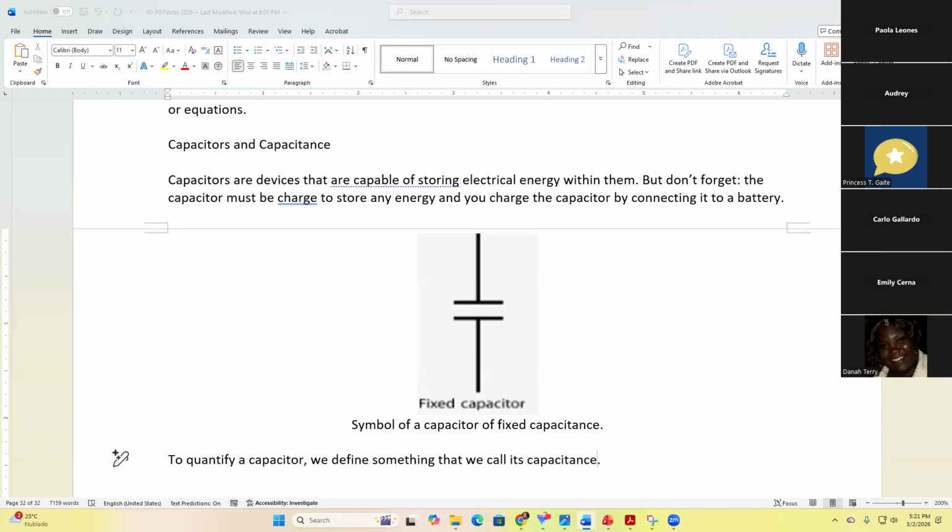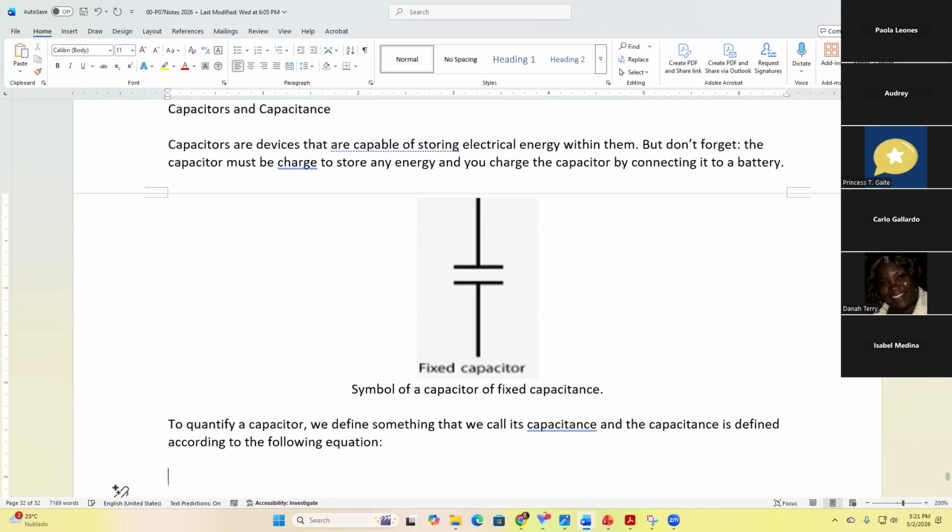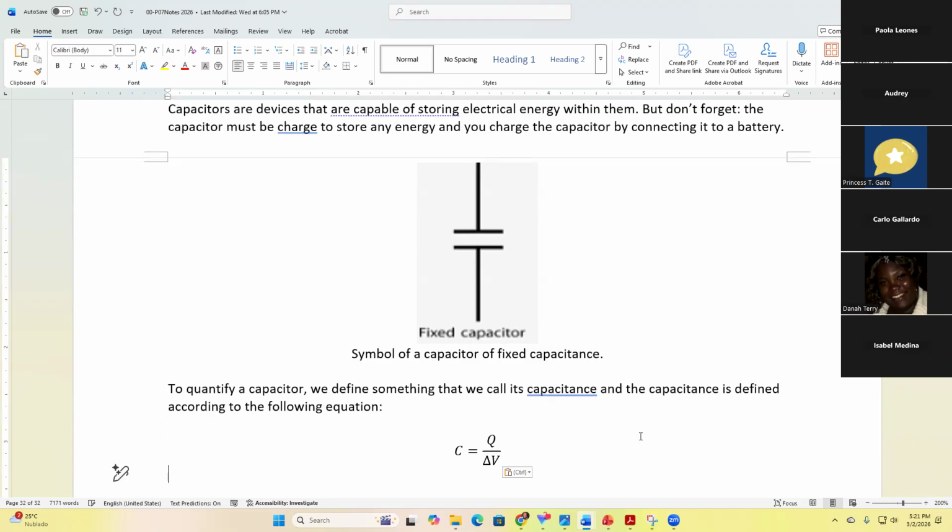Okay? And the capacitance is defined according to the following equation. Here you go, that's the equation: the amount of charge divided by the electric potential difference.